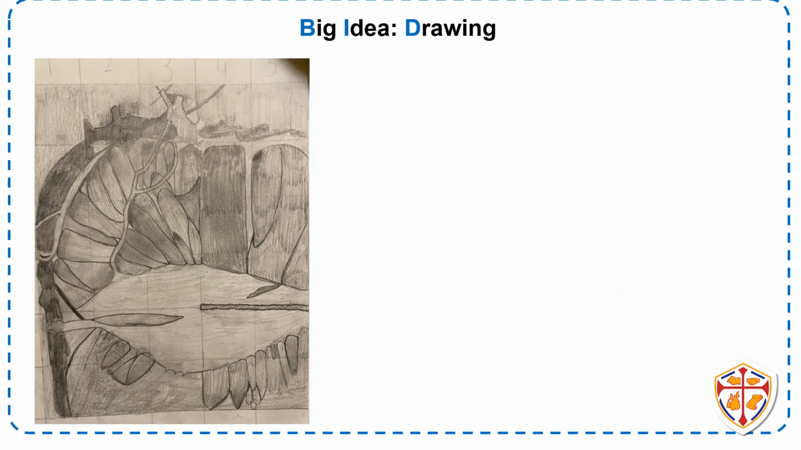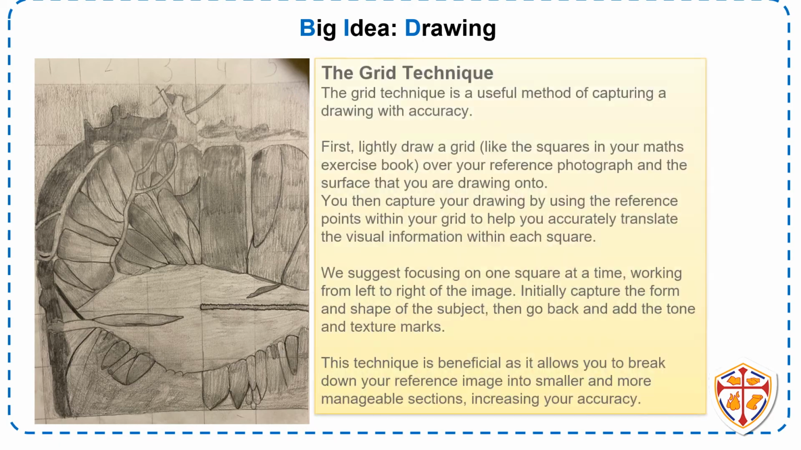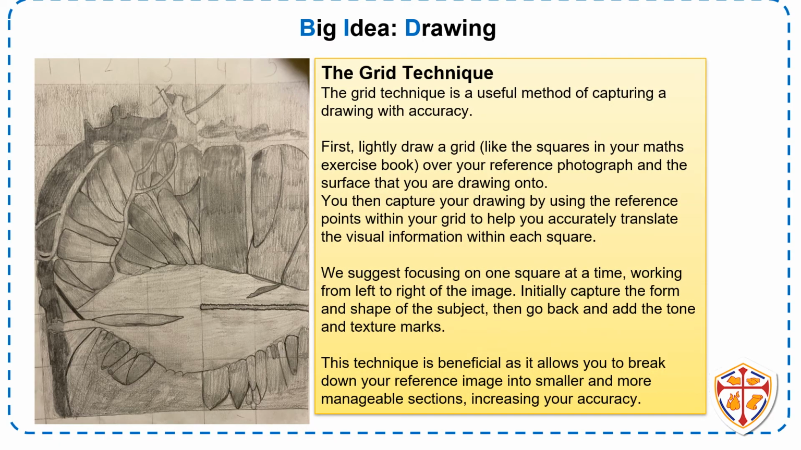The grids technique is a useful method of capturing a drawing with great accuracy. To draw like this, you firstly lightly draw a grid, a bit like the squares in your maths exercise book, over your reference photograph, and also do the same thing straight onto the surface that you are going to be drawing onto. You then capture your drawing by using the reference points within your grid to help you accurately translate the visual information within each square.